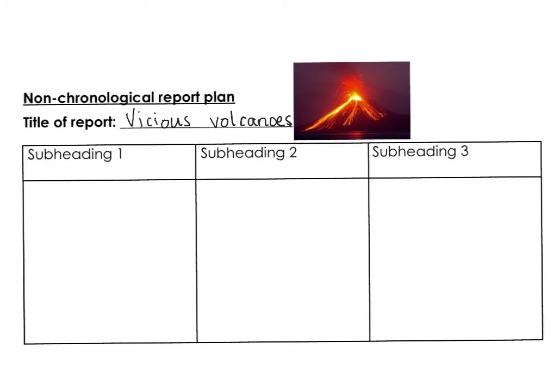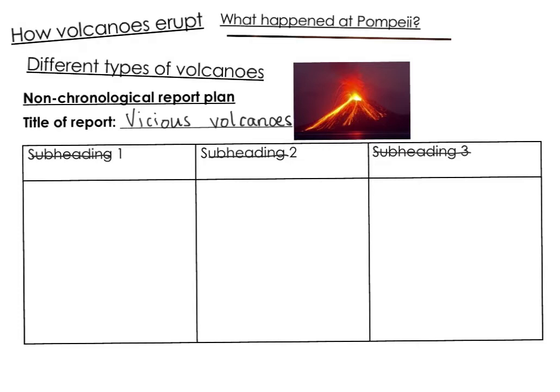Now, subheading 1, subheading 2, subheading 3. So you choose what subheadings you want to do. So I've put my 3 at the top. They were how volcanoes erupt, different types of volcanoes, and what happened at Pompeii. But you don't have to use these ones. You could use different ones.